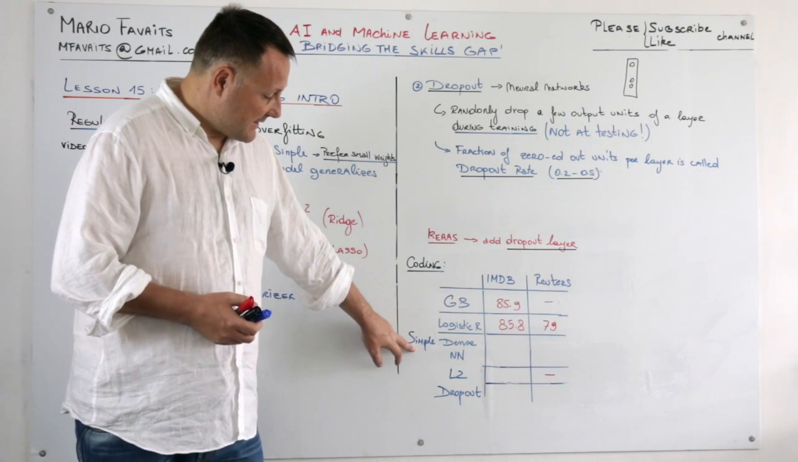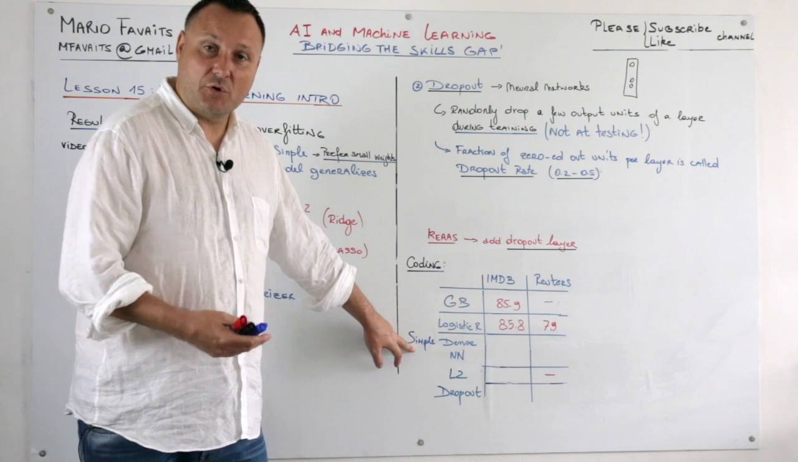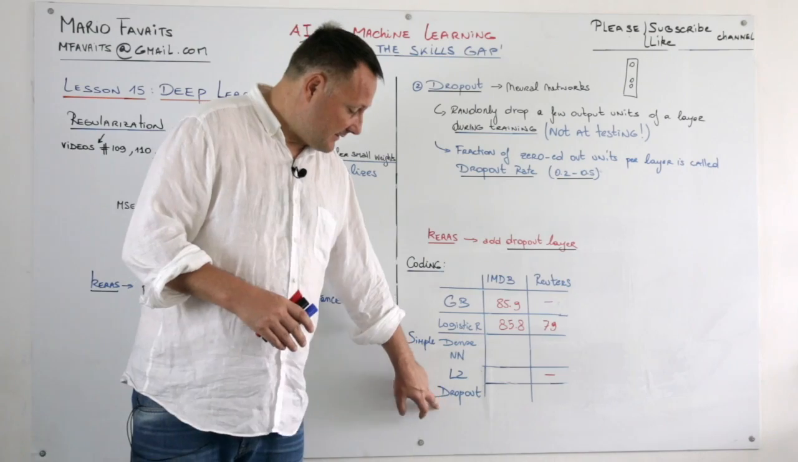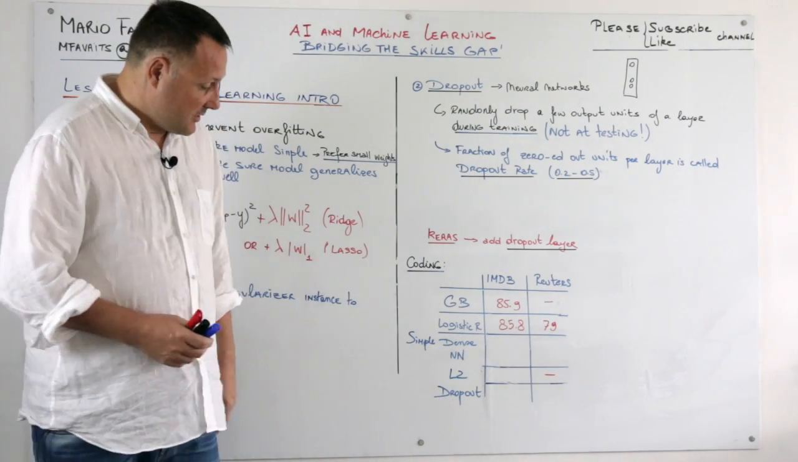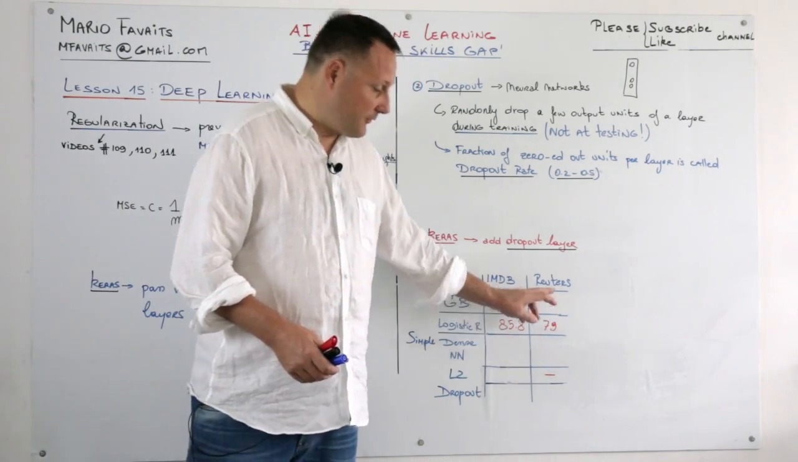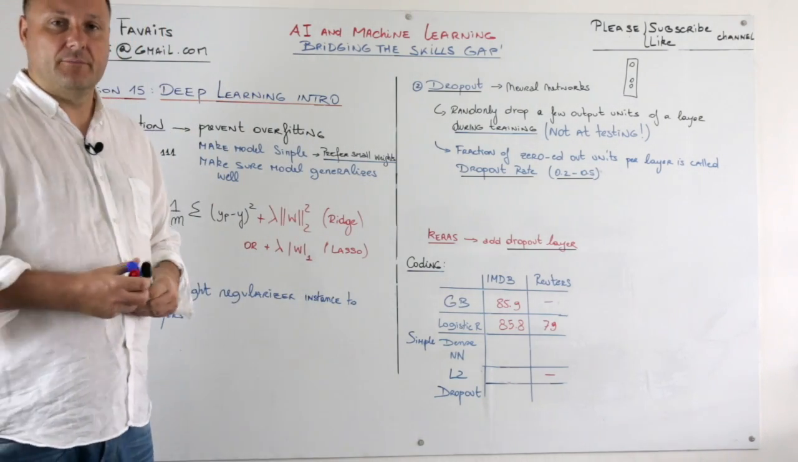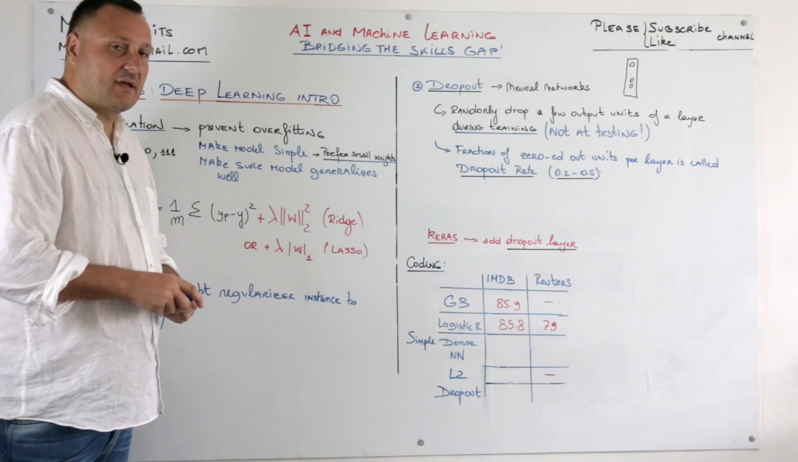Then we're going to look at a simple dense neural network, which we did a few videos ago. And then we'll add L2 and dropout. We're not going to do L2 for Reuters. It's something you can do if you want to play with it. Alright, let's get to the coding.